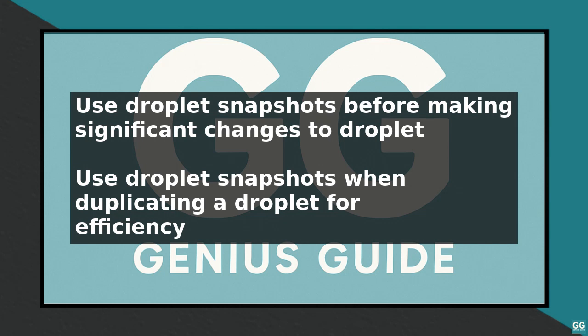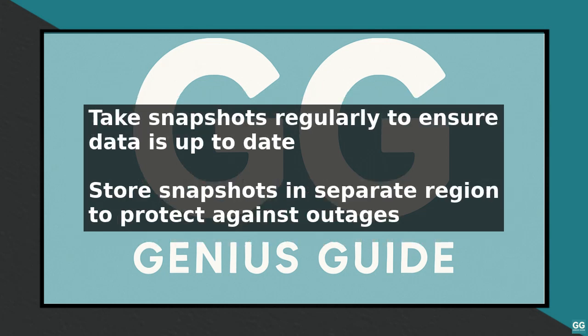Another scenario where droplet snapshots are useful is when you need to duplicate a droplet. Instead of creating a new droplet from scratch and reinstalling all the software, you can simply take a snapshot of the existing droplet and create a new droplet from the snapshot. Droplet snapshots are also useful for backing up your data. Although DigitalOcean provides automatic backups, taking snapshots at regular intervals provides an additional layer of protection against data loss.